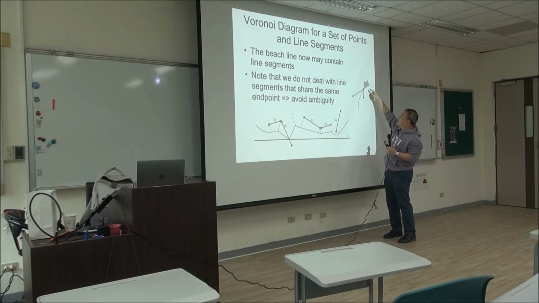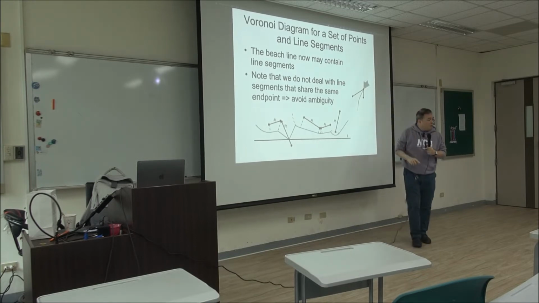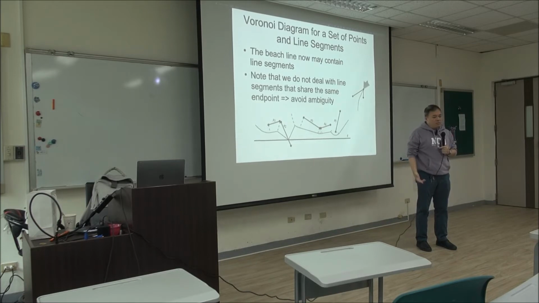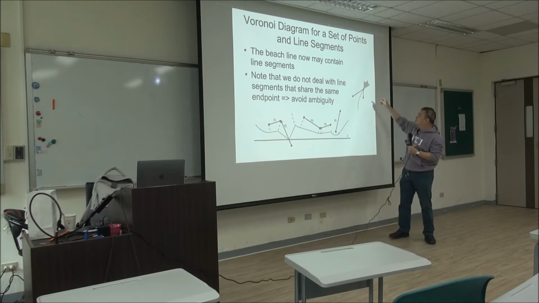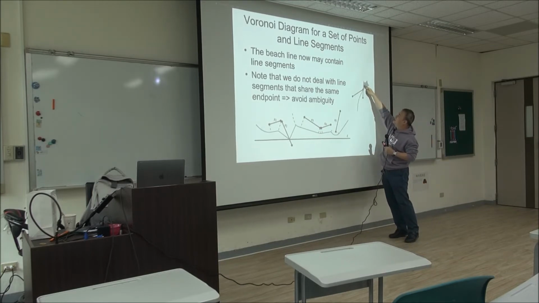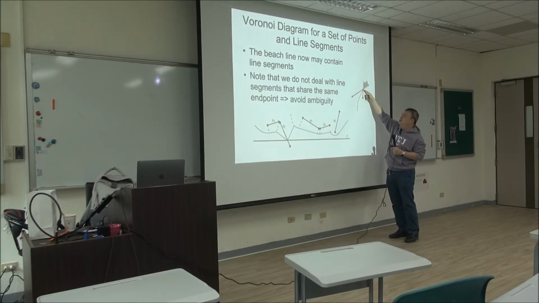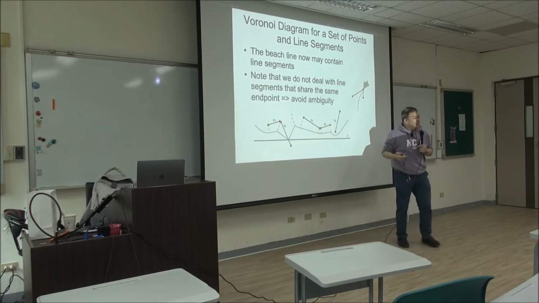Because these two segments share this endpoint, right? So let's take any point in this shaded region. Those points will belong to either sides, right? Because it is closest to this point. Any point here will be closest to this point. But this point belongs to both this segment and that segment, right?